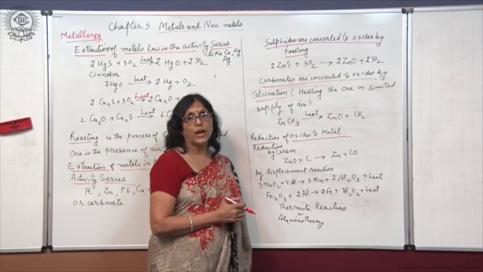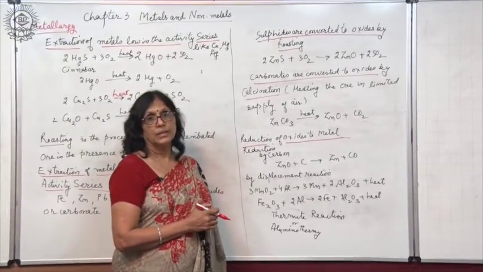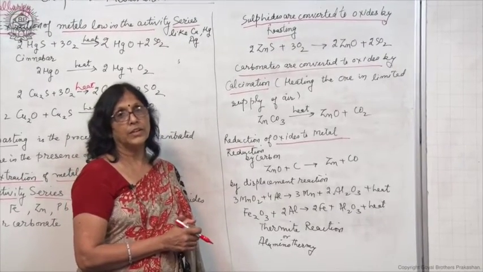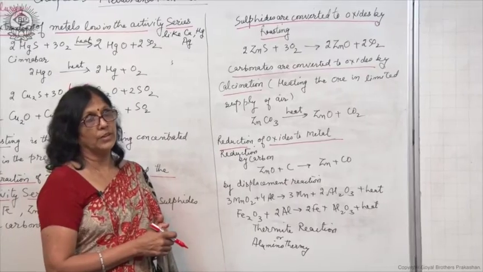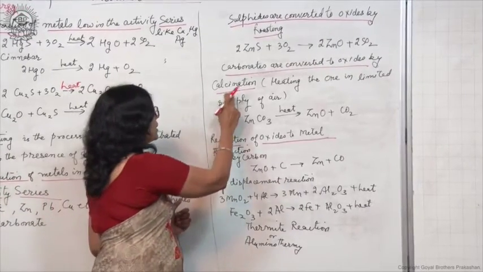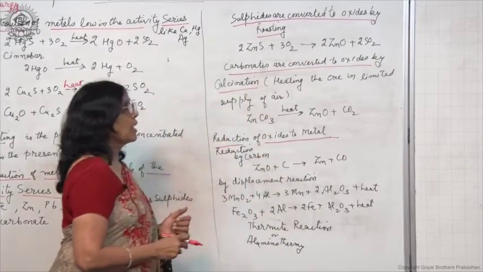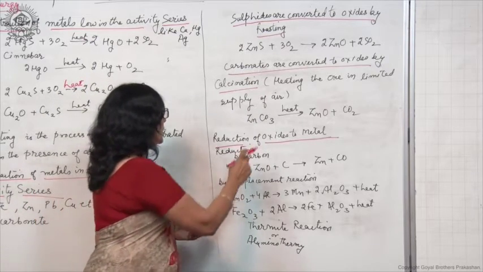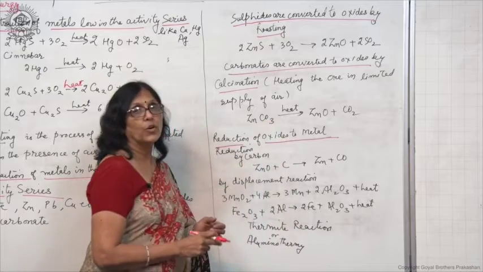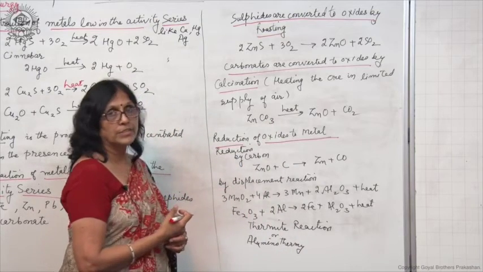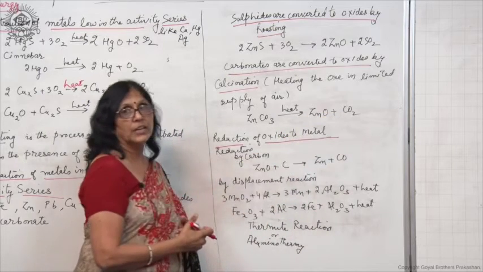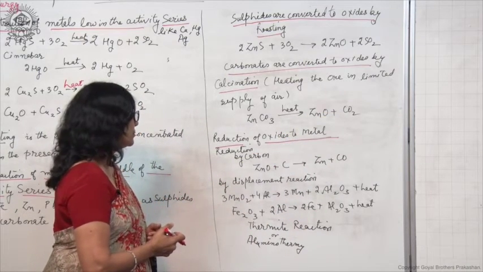But in the case of carbonates, roasting is not done. Carbonates are heated in limited supply of air, and this process is called calcination. So, carbonates are converted to their oxides by calcination, like zinc carbonate on heating in limited supply of air forms zinc oxide, and carbon dioxide gas is also formed.